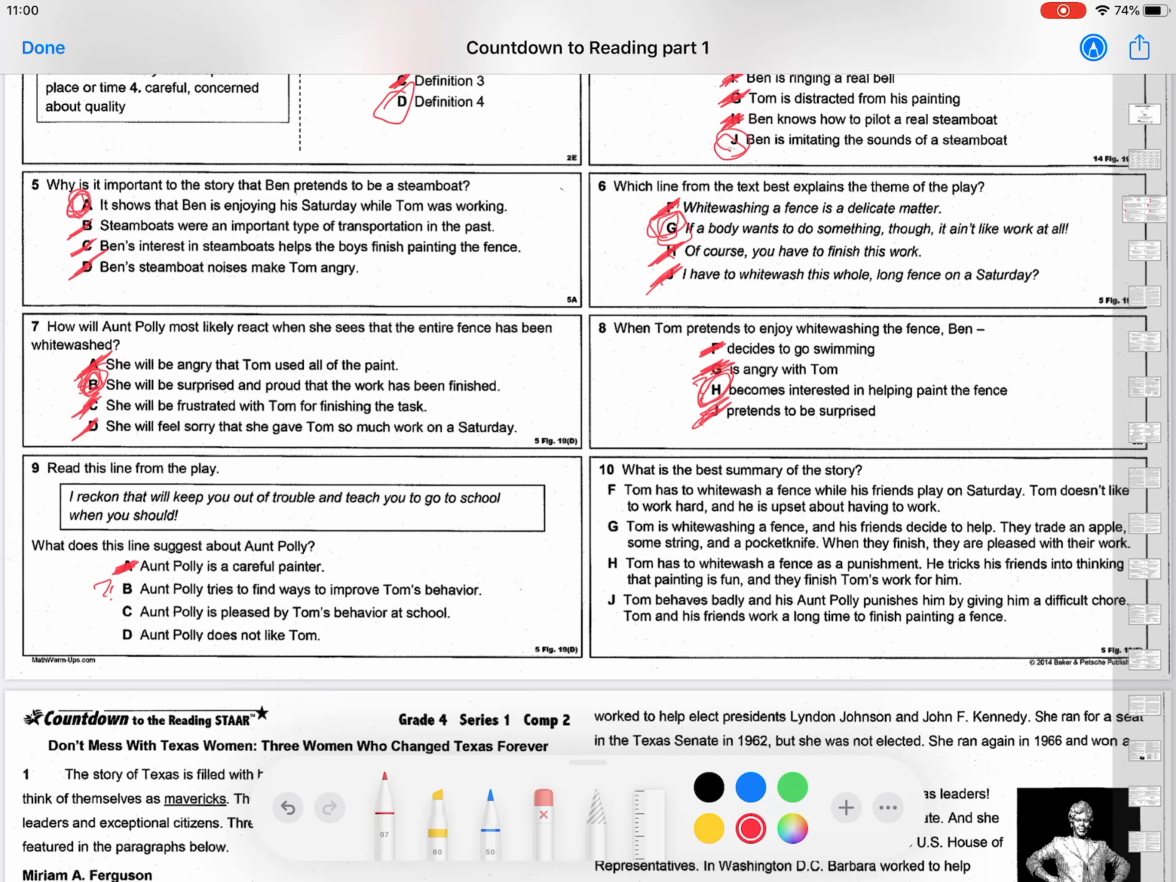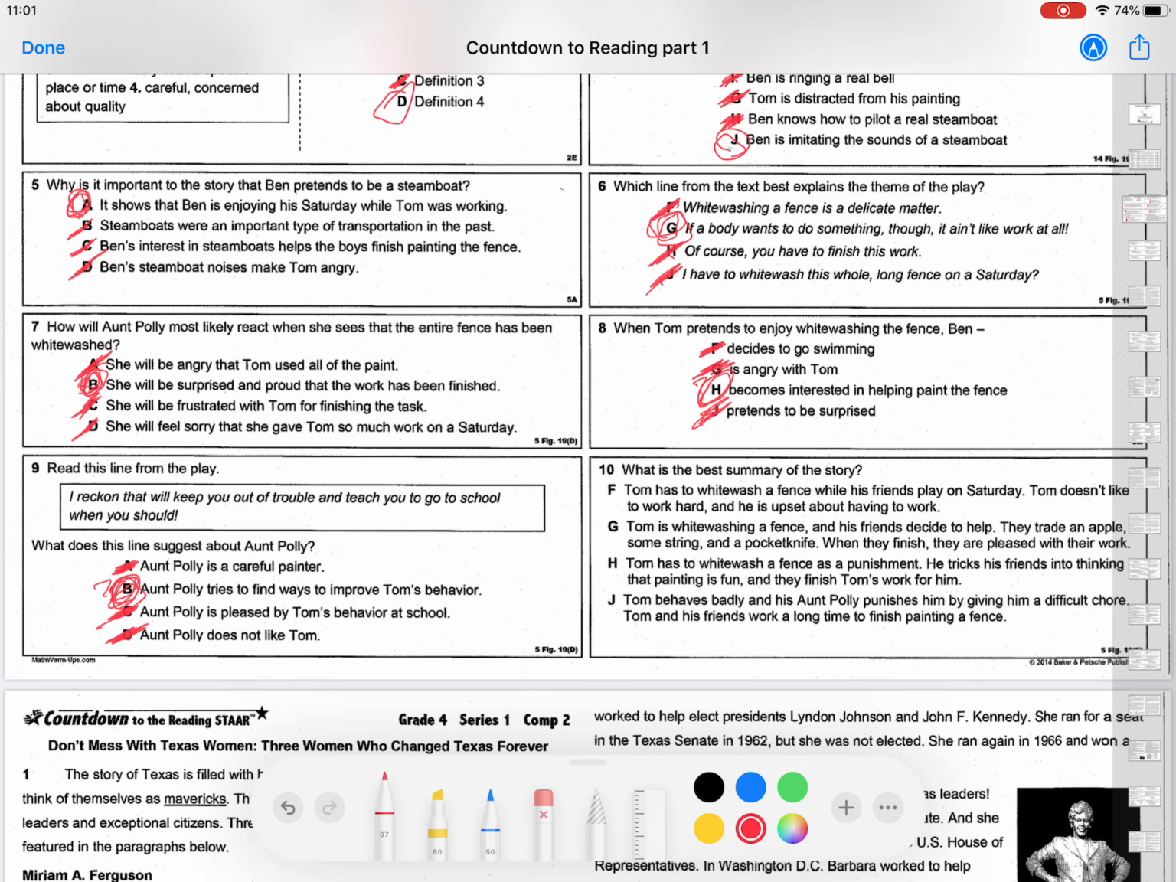Aunt Polly is pleased by Tom's behavior at school. False. She's disappointed that he doesn't go to school when he should. Aunt Polly does not like Tom. Nothing in this line from the play says that she doesn't like him. She actually wants him to do better. We know if somebody wants us to do better, typically they like and love us. So we can circle B as our answer.